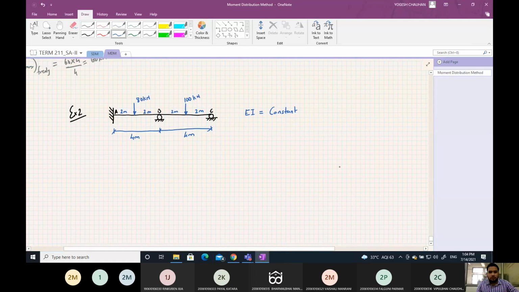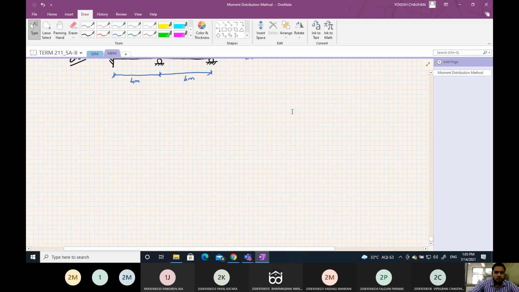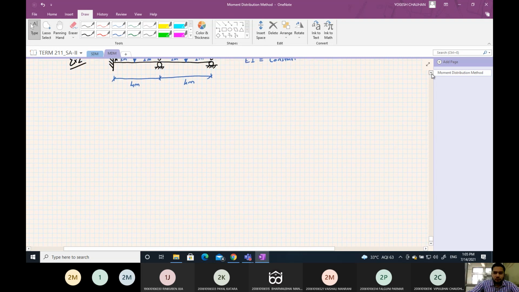Okay, so let us solve this. Here we can see that this C end is a simple support. So there will be some change in the distribution of moments, because we know that a simple support cannot take any moments. So we have to balance. We have to release this joint, release the moments from this joint.